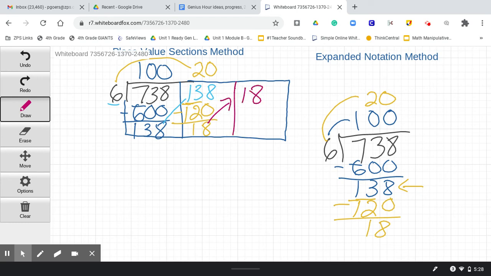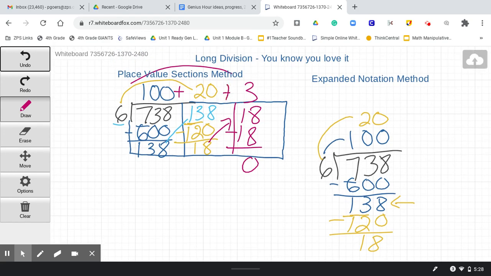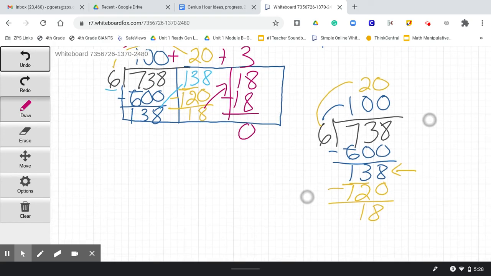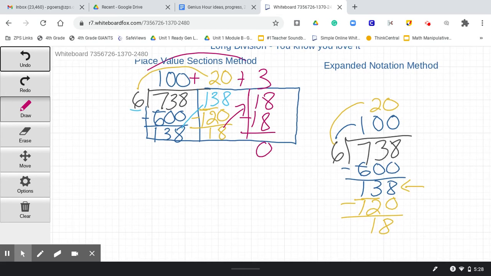Now I'm looking at the ones, so 18 divided by 6 would be 3. Okay, so I'm going to put my 3 right up here. Now I'm going to multiply. 3 times 6 is 18. I get to put it down here. Subtract, I've got no remainder, nothing left over. So my answer, my place value sections method is 123. Over here in expanded notation method, you see instead of writing them horizontally, I'm stacking them up vertically.